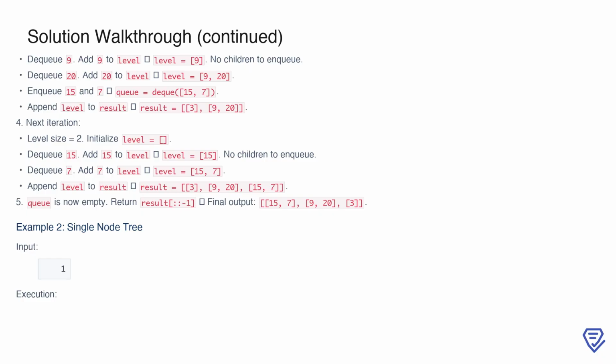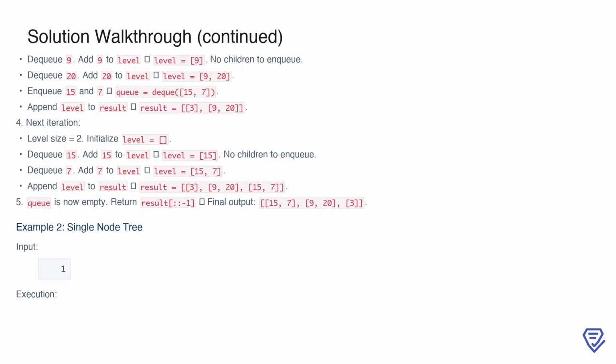We start by dequeuing node 9, adding it to the current level list, and since it has no children, we don't enqueue anything. Next, we dequeue node 20, add it to the level list, and enqueue its children, 15 and 7. This forms the level 9, 20, which we append to the result. Now, the queue contains nodes 15 and 7, and we move to the final level.